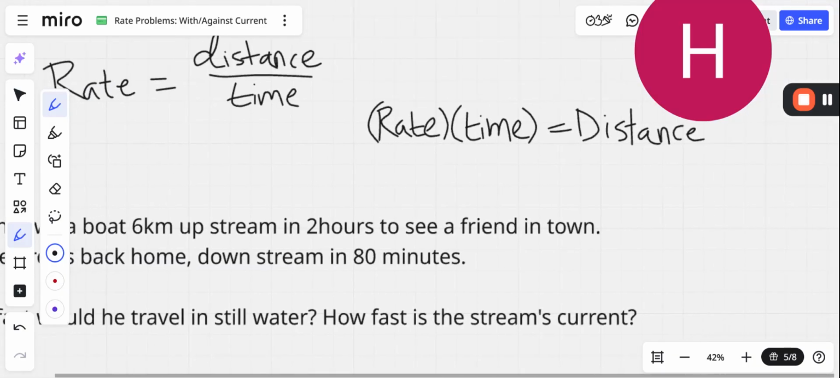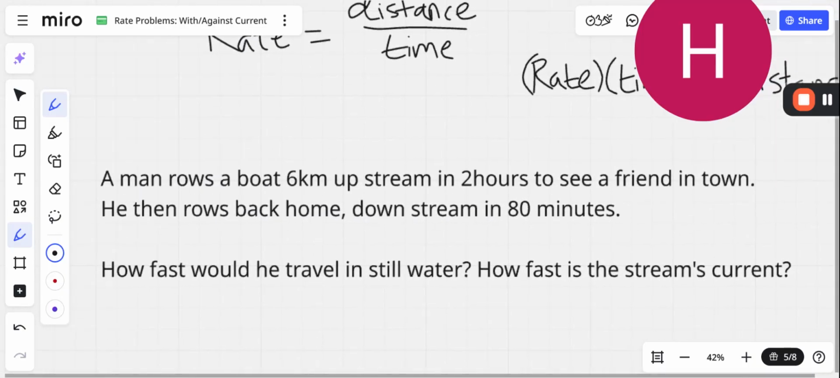So here we don't know the speed of a man rowing a boat. We know how long it takes him to go upstream, which is a 6-kilometer path in 2 hours to see a friend in town. But then when he rows back home, downstream, it only takes him 80 minutes. So go ahead and pause the video, give yourself about 5 or 6 minutes to try to work this out. And then when you're ready, unpause the video, come back, see how we did it here.